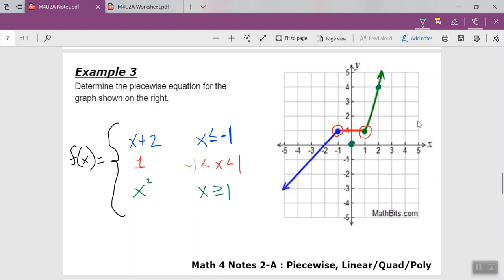So that is what our piecewise is going to look like when we get done with it. And I'm going to leave the red circles there just to accentuate what we are already presuming about this. All right.